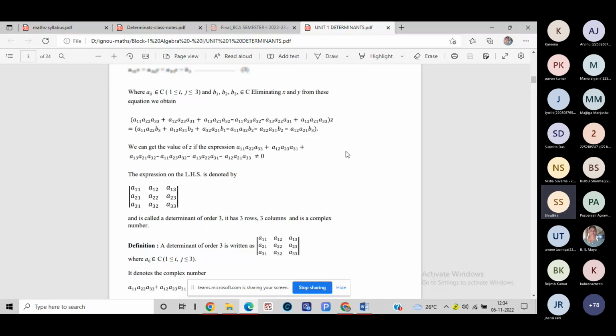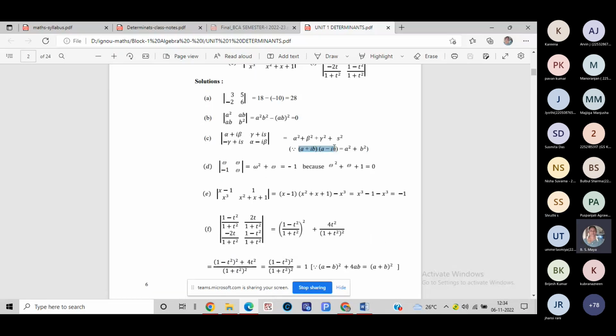AB minus C square. You take this formula. Can I know the answer? A plus IB into A minus IB can be written as what? A square plus B square. According to that, what is the answer? AB minus C square plus D square. D square, it will be minus.